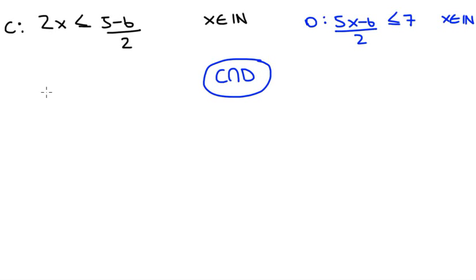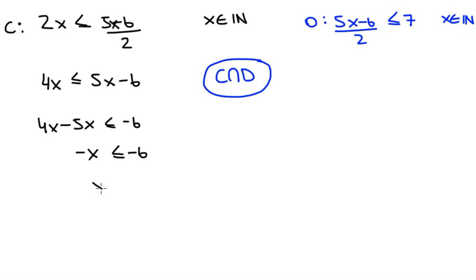So first of all, let's look at C. Again, we treat it like an equation. So I'm going to multiply the left by 2 to get rid of the 2 on the right. So I have 4x less than or equal to 5. Sorry, that should be 5x minus 6. Bring my x's to one side. So I have 4x minus 5x less than or equal to minus 6. Minus x less than or equal to minus 6. So x is greater than or equal to 6.